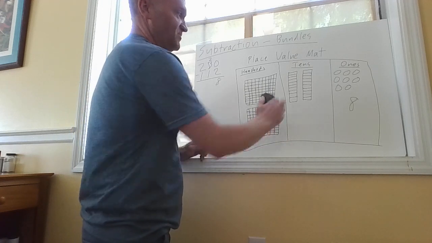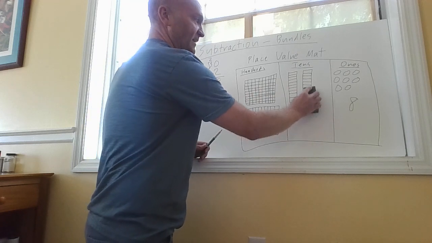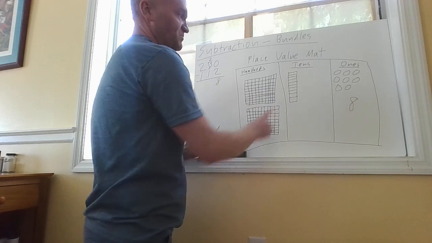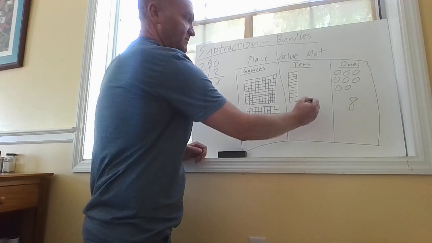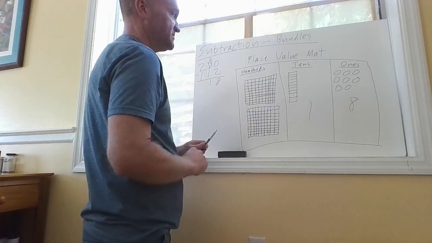Since I have enough tens, I don't need to exchange any hundreds into these tens. I can just take away one of these 10 blocks, and that leaves me with 1 ten. I can go ahead and write that into my tens place.